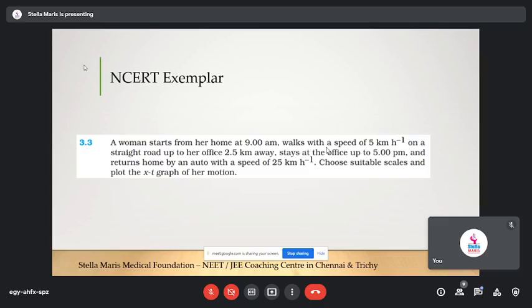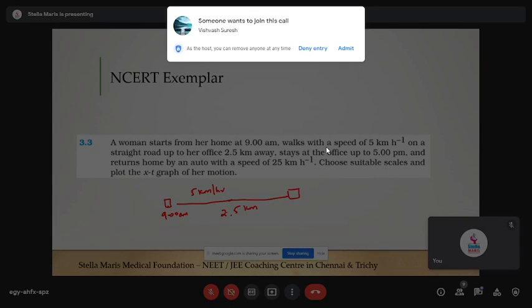So a woman starts from her home. Let's say this is her home. She starts from her home at 9 a.m. She walks at a speed of 5 km per hour on a straight road to her office. Let's say the office is here, and it is 2.5 km away.